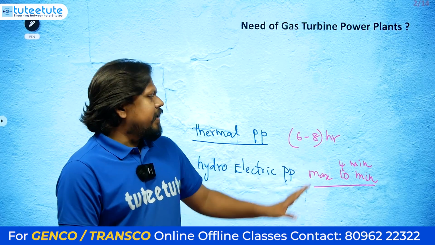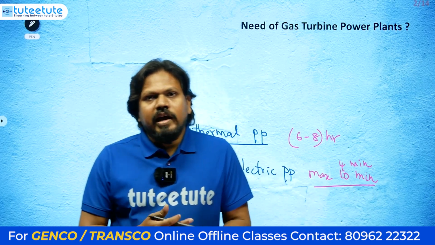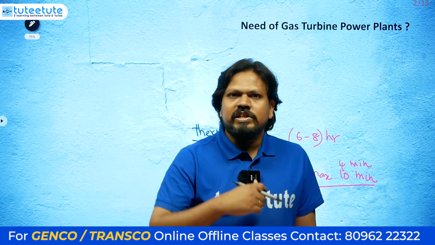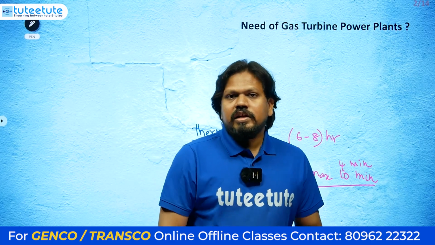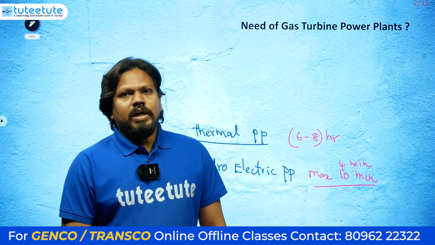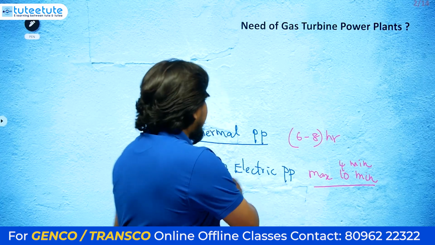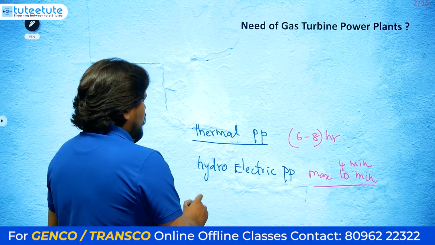This power plant will take 4 to 10 minutes. Even the 10 minutes is like getting delayed, right? Whenever power demand increases, generation has to increase after 10 minutes only. Understanding? So this is about the hydroelectric power plant. But what about the nuclear power plant?